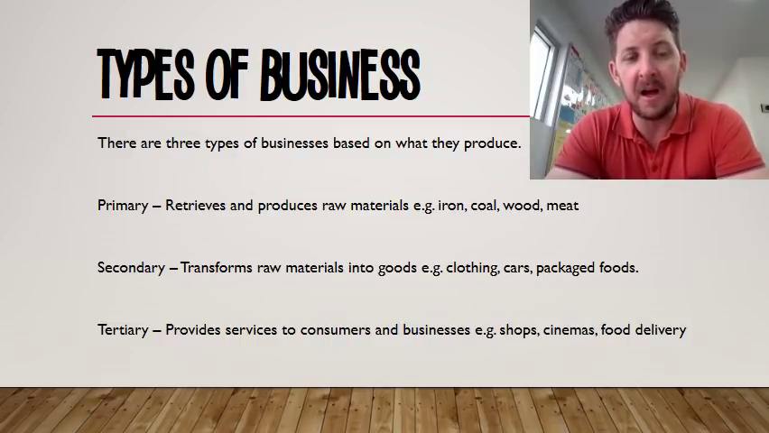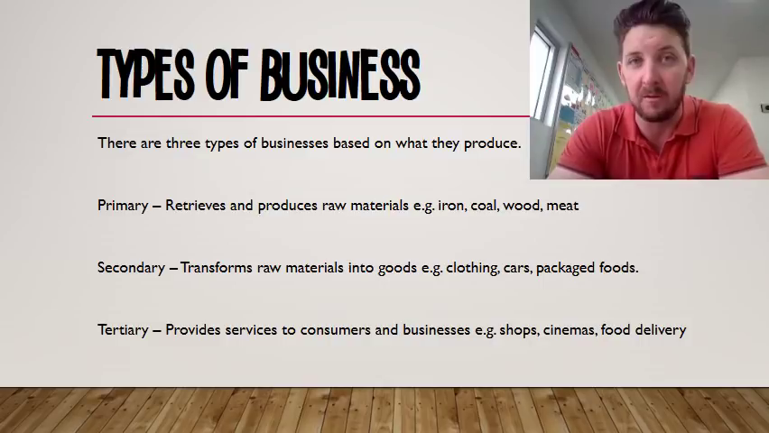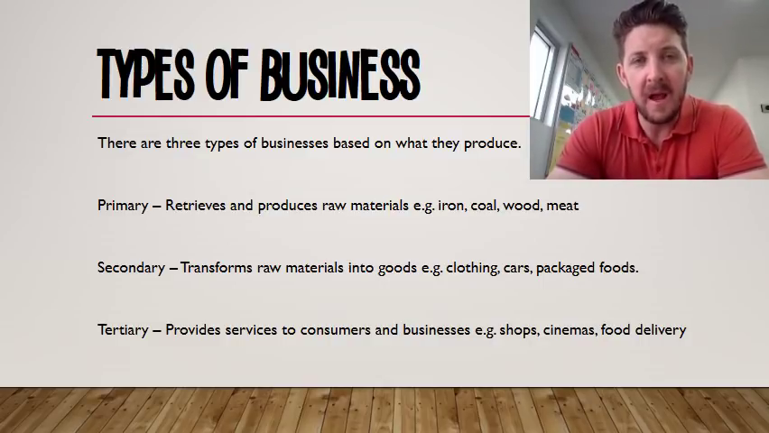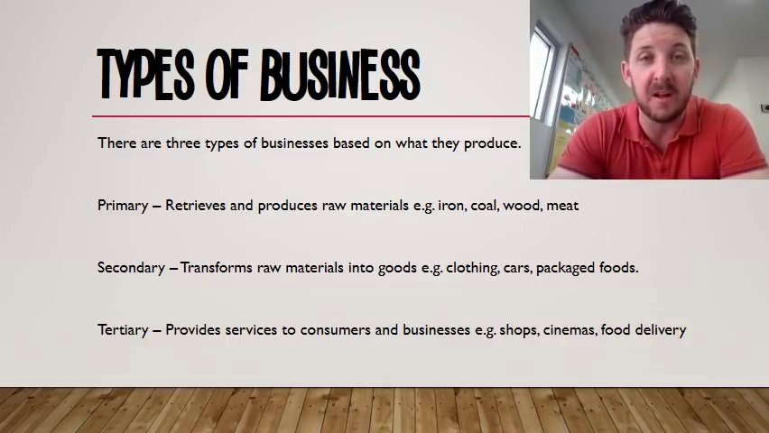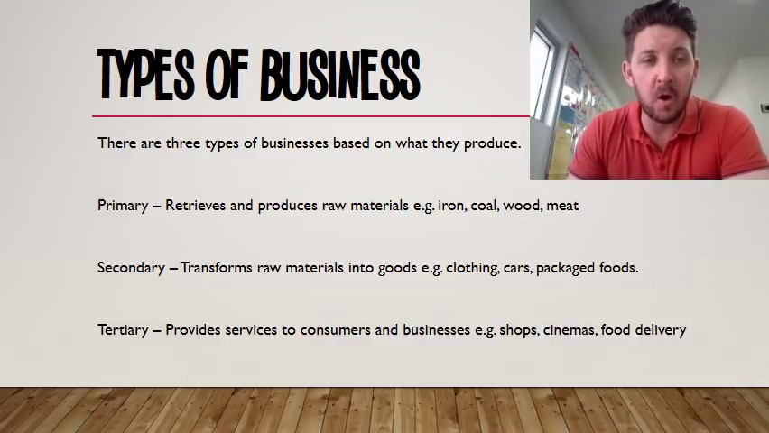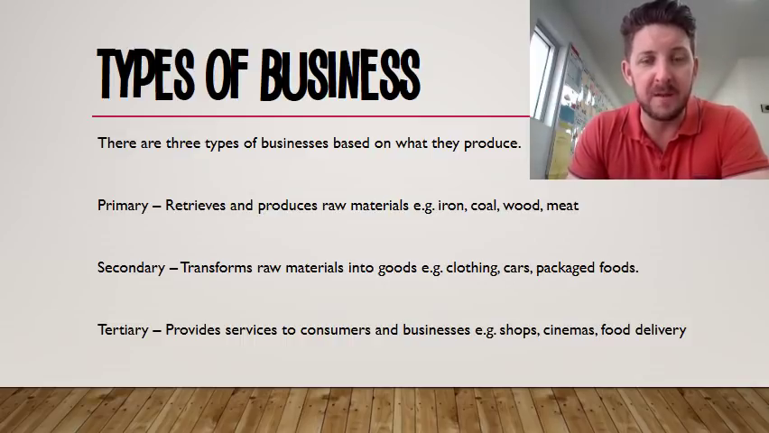Secondary businesses are ones where the business actually takes those raw materials and transforms them into something else. So like clothing or cars or packaged foods. And tertiary businesses are ones that provide a service. So these are all types of services, like shops and cinemas and food delivery, as we discussed last lesson what a service is. I'd like you to copy these into your Hash book, please, gents, with the title of Types of Business.